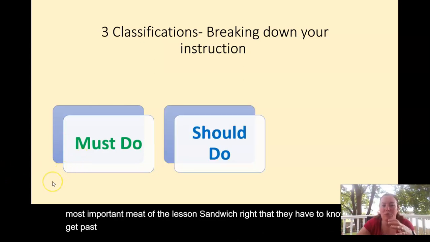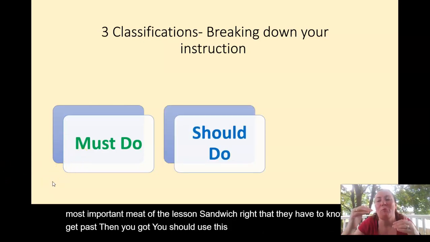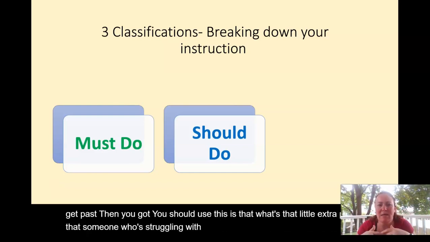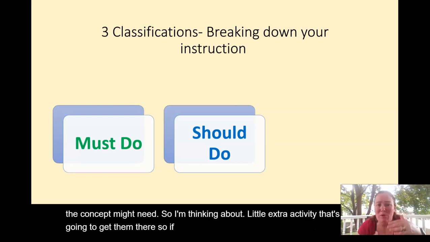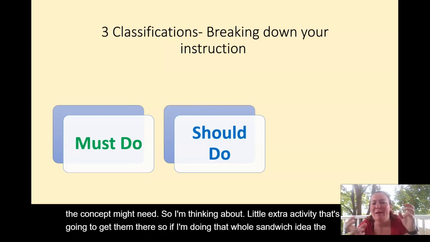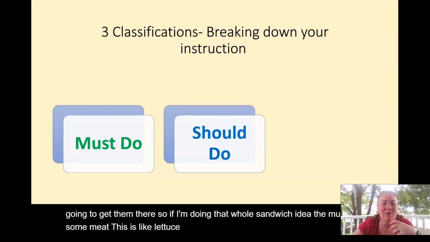Then you've got your should-dos. This is that little extra push that someone who's struggling with the concept might need. So I'm thinking about a little extra activity that's really going to get them there. If I'm doing that whole sandwich idea, the must-dos are the meat, and this is like the lettuce, the tomato, the onion. It kind of spruces it up.